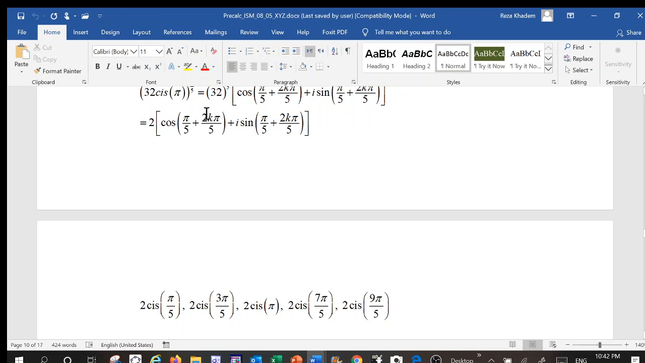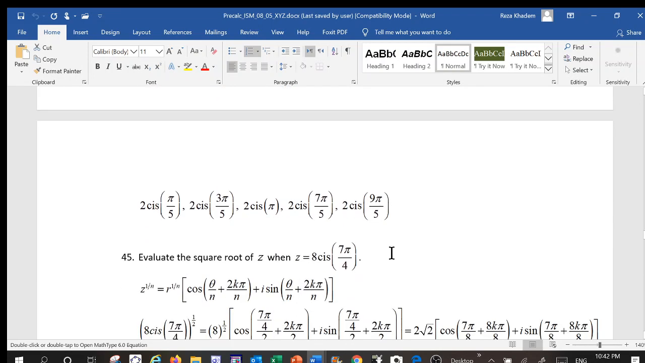When k equals 2 would be 4 pi over 5 plus 1 is 5 pi over 5, which is pi, right? And then when k equals 3 would be 6 pi over 5 plus 1 pi over 5 is 7 pi over 5. And when k equals 4, that would be 8 pi over 5 plus 1 pi over 5 is 9 pi over 5. Alright, so we got all the roots.